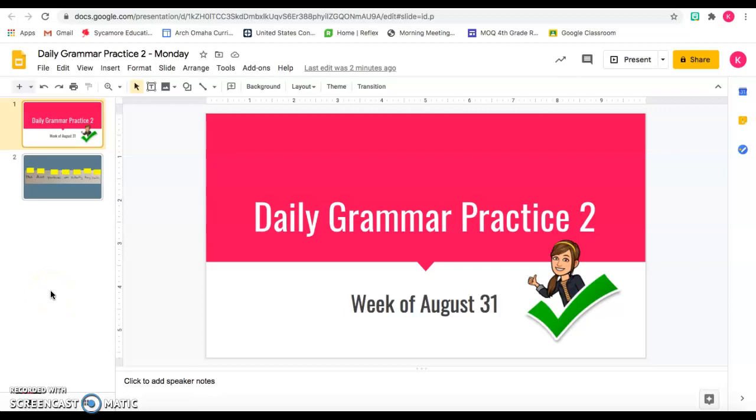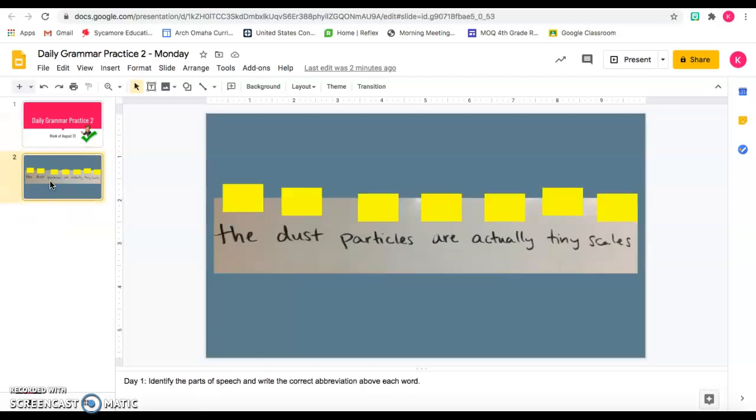Hey you guys, we are on our second week of daily grammar practice or DGP. So just like last week, our first day of DGP is we are going to go through and identify the parts of speech and write the correct abbreviation above each word. So our sentence this week is, the dust particles are actually tiny scales.